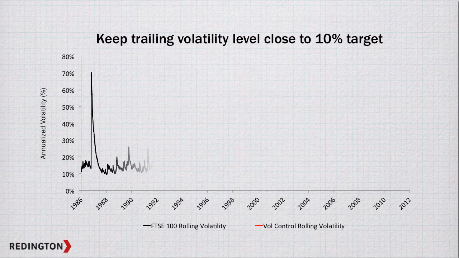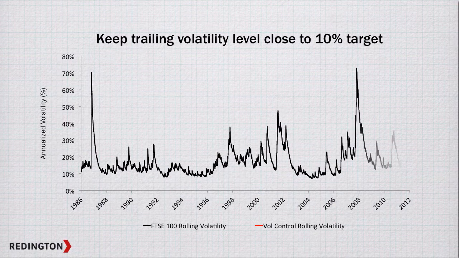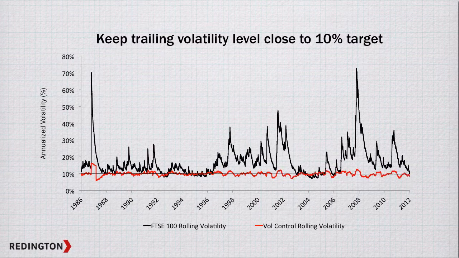The black line on this chart illustrates the volatility of the FTSE 100 index through time. You can see that it's incredibly variable. The red line shows the volatility that would have been achieved if we'd been employing a volatility control benchmark with a target volatility of 10%. You can see it's substantially lower and much more constant than the volatility of investing passively in equities.